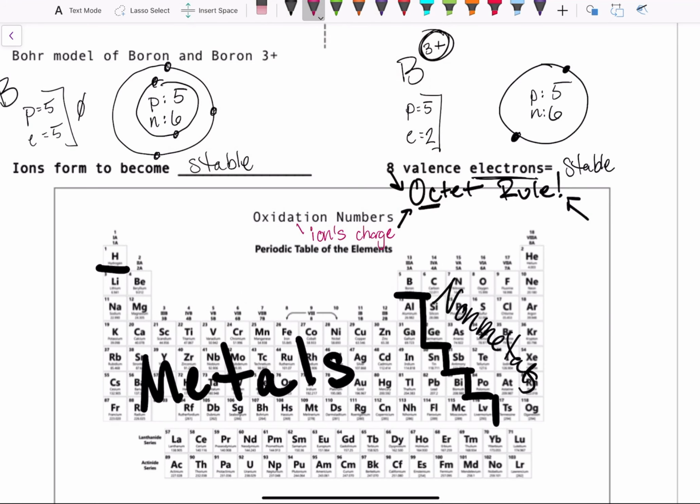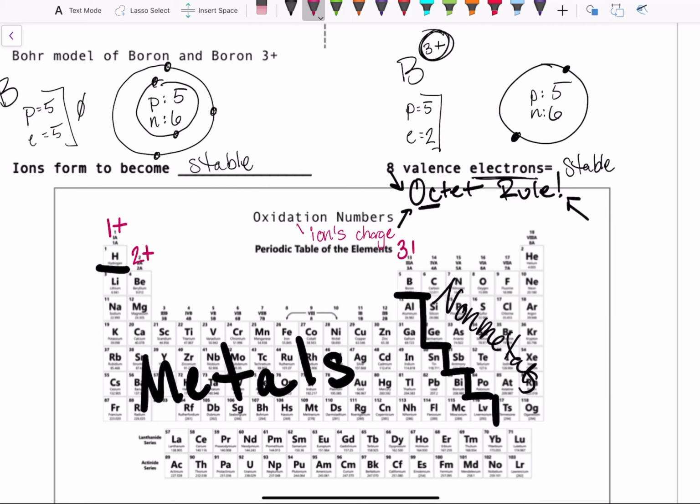Anything in the first group likes to form a 1+ ion. In the second group, they like to form a 2+ ion. We're going to skip this middle part here for the same reason that we skipped it for valence electrons. It's going to be polyvalent in here, and so they just play by their own rules. We're going to skip them for now and then come back to them a little bit next unit.